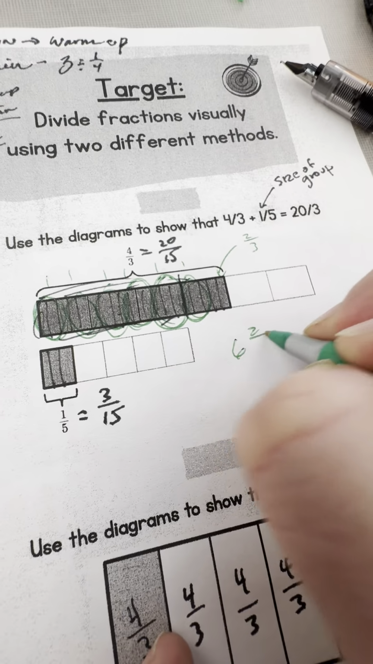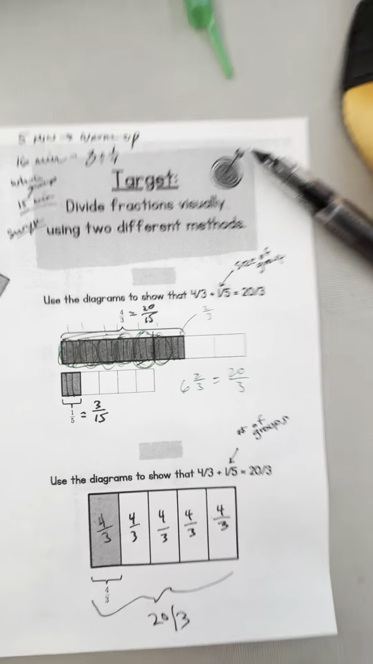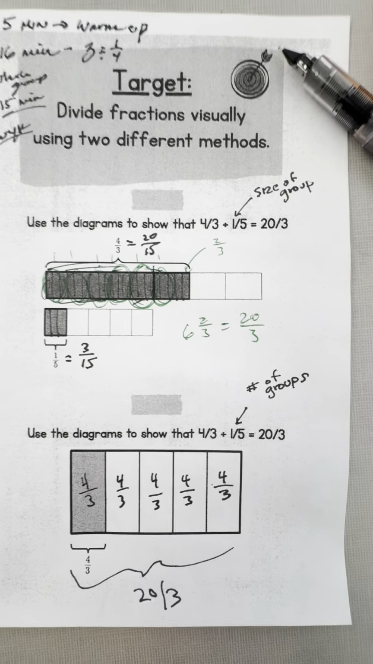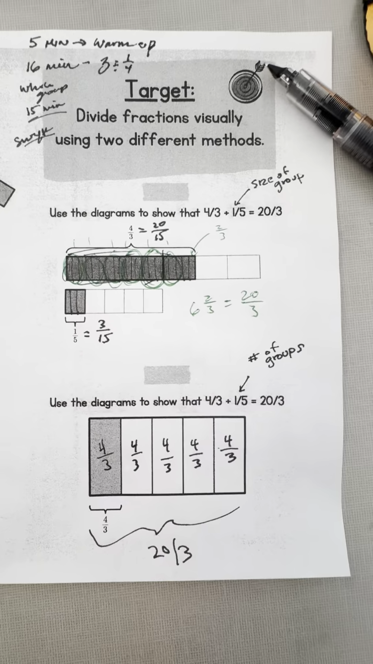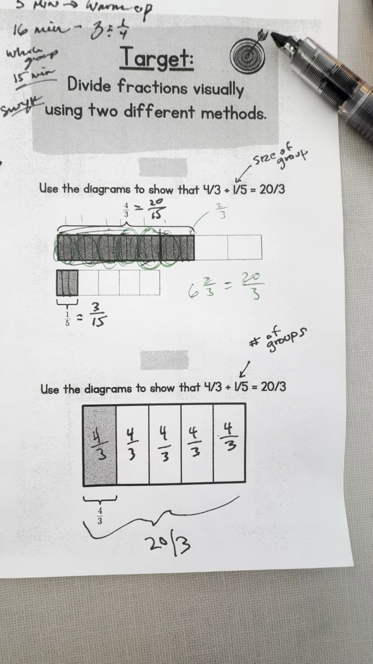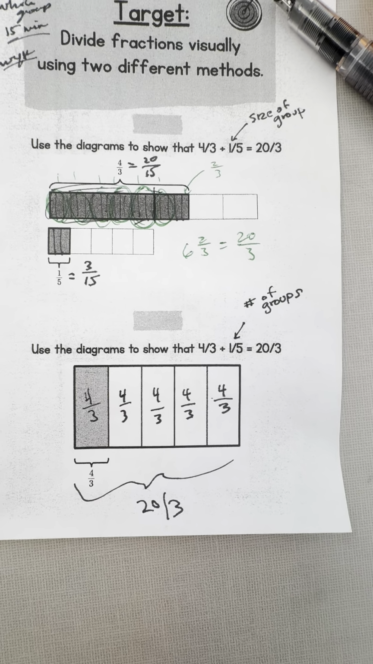So the answer is 6 and 2/3, which is equal to 20/3. Either way, the answer is 20/3. This is confusing stuff, but remember, it's the same as when you divide by whole numbers. The rules are the same. The diagram just looks a little trickier because it's pieces and not whole groups. You've got this.